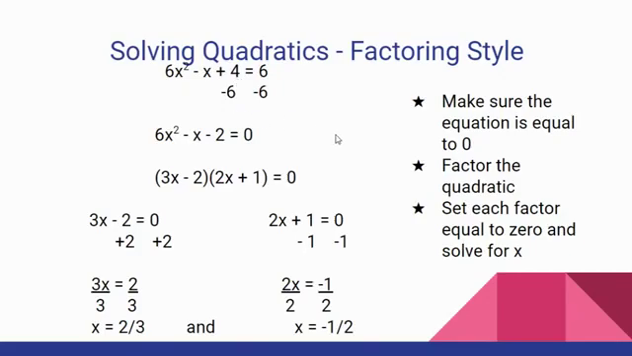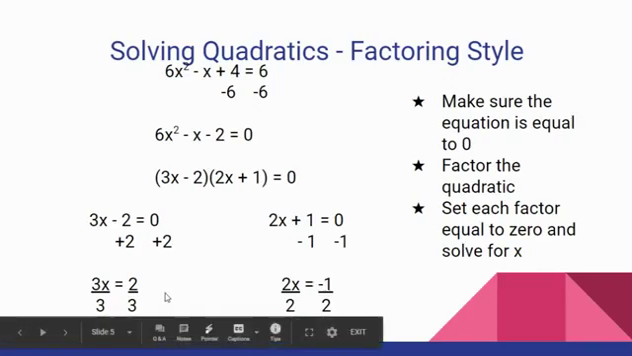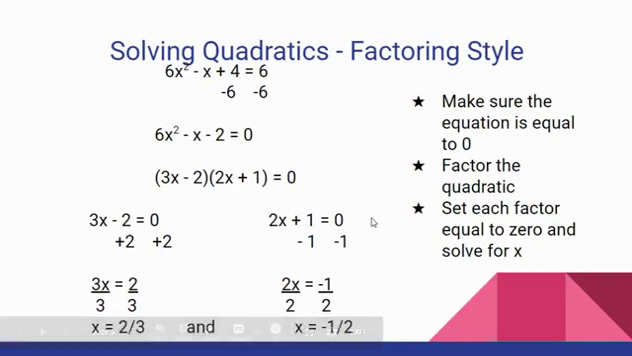Now I can go ahead and factor that quadratic. That quadratic will factor to 3x minus 2 and 2x plus 1. Set each of those factors equal to 0 and solve. For the first factor, I'll add 2 to both sides and then divide by 3. X will equal 2 over 3. For the second factor, I'll subtract 1 from both sides and then divide both sides by 2. X will equal negative 1/2.